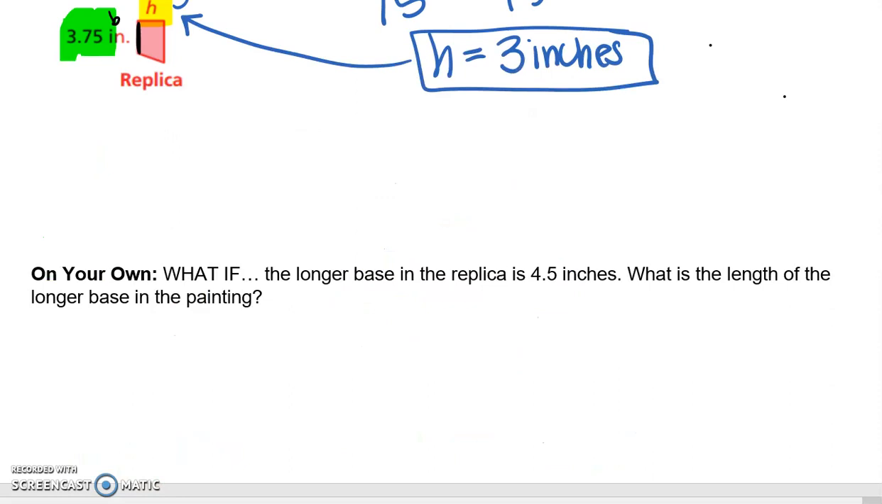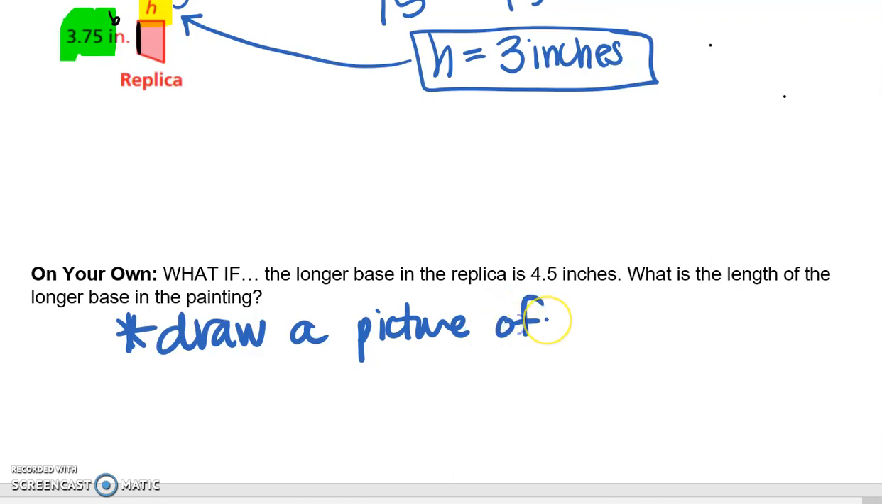All right, the last on-your-own question says, what if the longer base in the replica is 4.5 inches? What is the length of the longer base in the painting? My hint to you is to draw a picture. Draw a picture of the replica and also draw a picture of the original painting. And that is it for section 2.5.